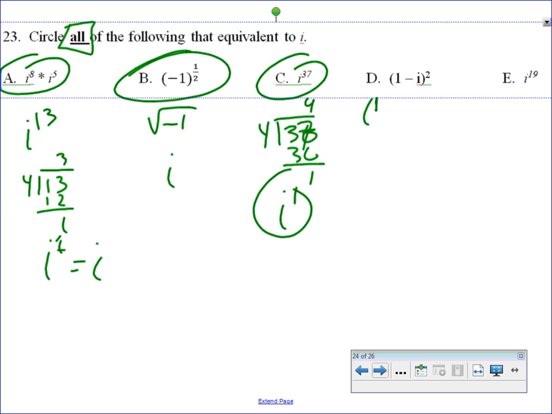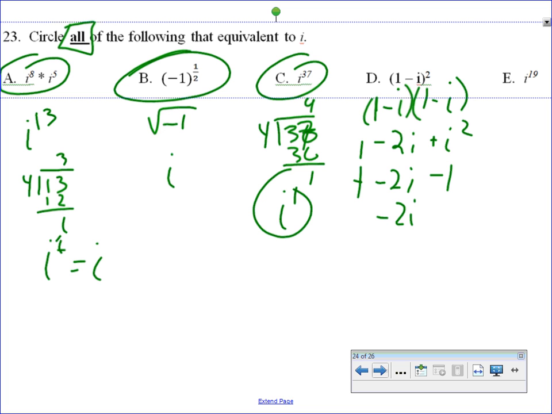This one, when we multiply this out, we're going to get 1 minus 2i plus i squared, or 1 minus 2i minus 1, or negative 2i. So that one's no good. And if we divide 19 by 4, I get 4, with a remainder of 3, that's i to the 3rd, that's negative i. So that's not equal either.